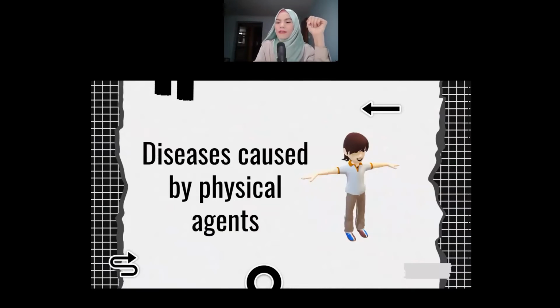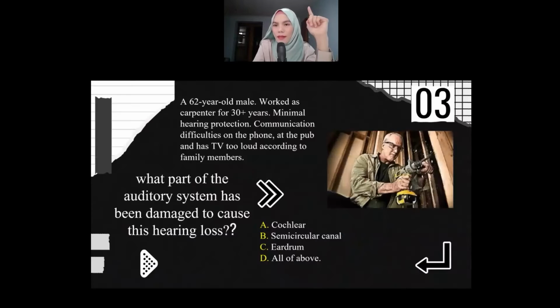Okay, diseases caused by physical agents. Question number 3. A 62-year-old male worked as a carpenter for 30-plus years. Minimal hearing protection, communication difficulty, has the TV too loud at the pub, and the TV is too loud according to family members. What parts of the auditory system have been damaged to cause this hearing loss? A. Cochlea. B. Semicircular canal. C. Eardrum. And D. All of the above.